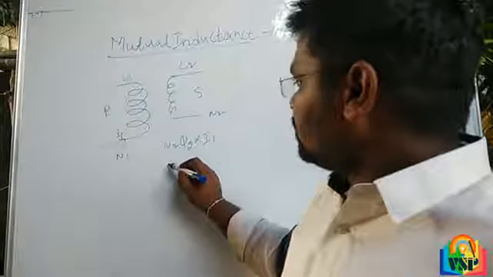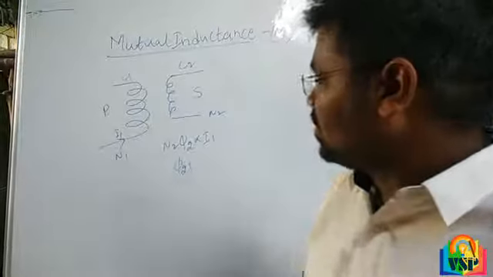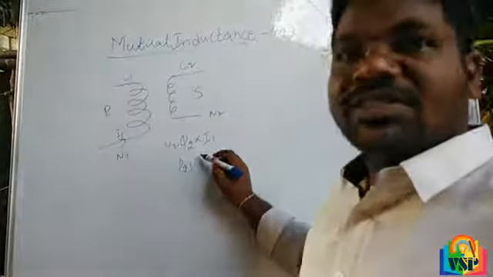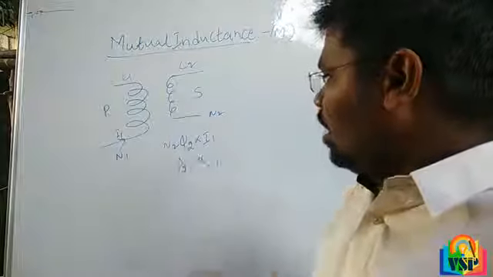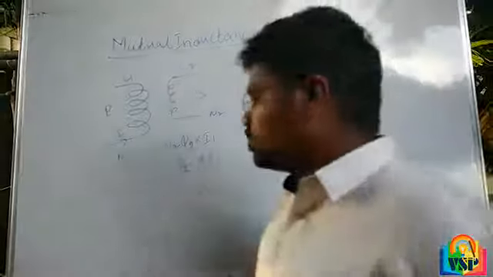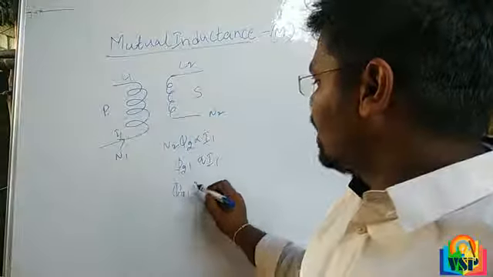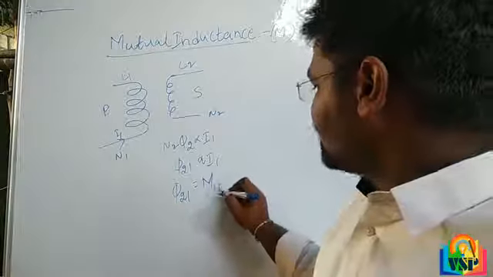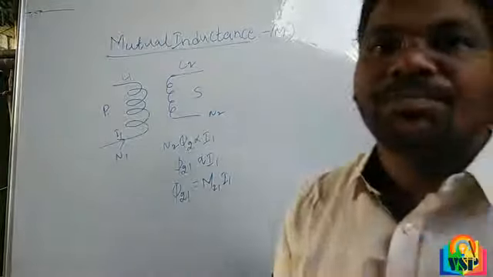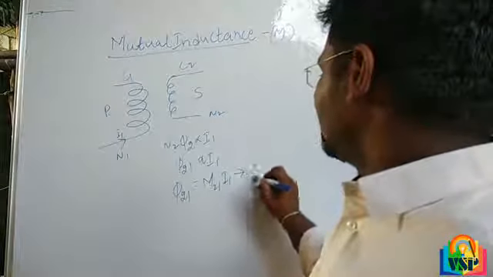See here, we can say this is phi 21, flux 2 with respect to 1, which is proportional to I1. This we can write with respect to 1 and 2. Okay, flux 2 with respect to 1. Understand? So that is phi 21 is equal to the mutual inductance of 2 with respect to 1 into I1. Mutual inductance 2 with respect to 1. So this is equation 1.